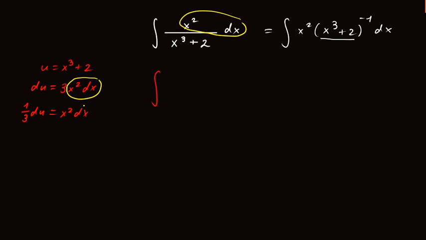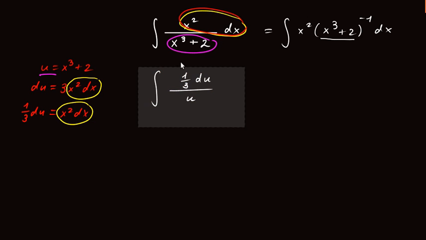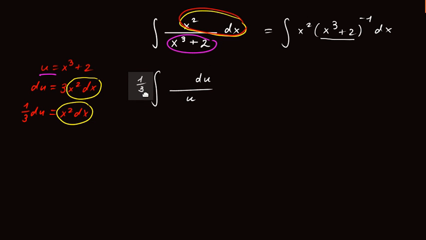And now there's a perfect match between the x squared dx and the x squared dx here. So for this numerator, I'm going to substitute in 1/3 du. That's going to replace this part here. And then the denominator, well, x cubed plus 2 was the same as u. So I'm going to substitute in the denominator, just substitute in the u. So altogether, what I have is this integral. And I can move the 1/3 outside the integral sign, just a constant. So now I'm left with the integral of du over u.